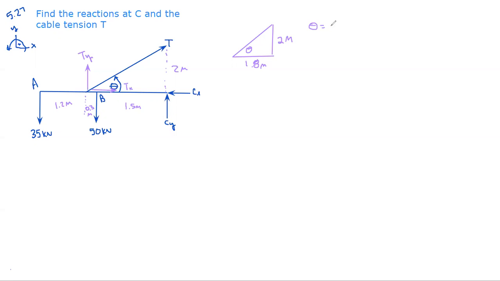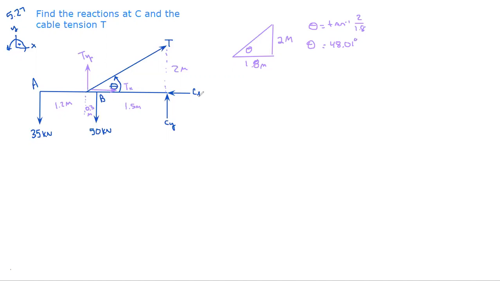Theta is equal to inverse tan of 2 over 1.8, which I think is equal to, well, I don't have to think. I can look on the calculator. 2 divided by 1.8. Yes, 48.01 degrees. So theta is equal to 48.01 degrees. All right, if we were sitting in class, I would tell you, I'm not sure if we're going to need this theta or not, but go ahead and get it just in case. All right, so this boom, AC, is at equilibrium.